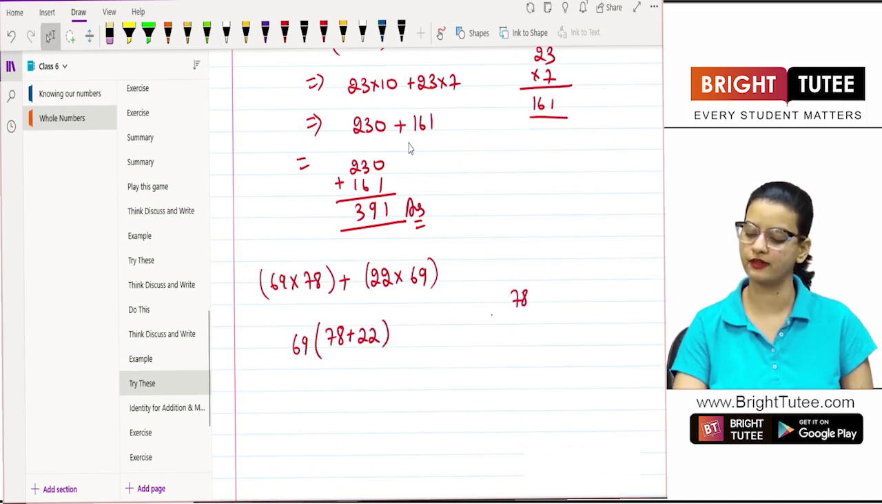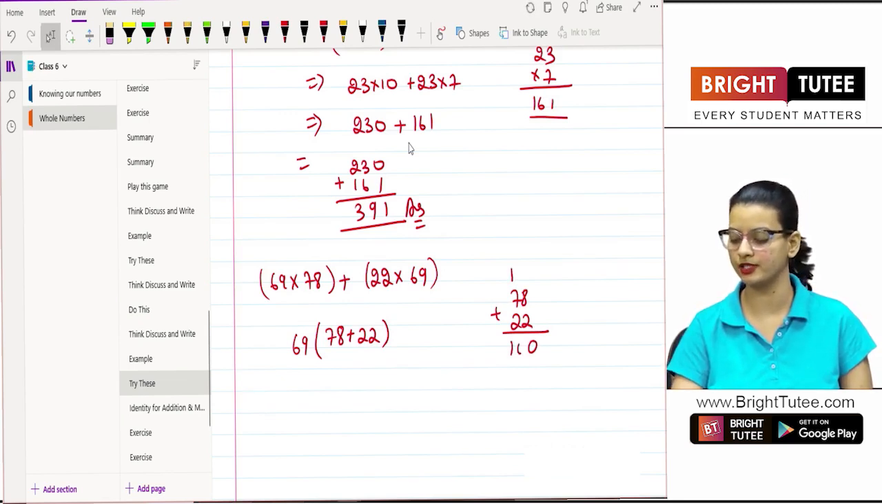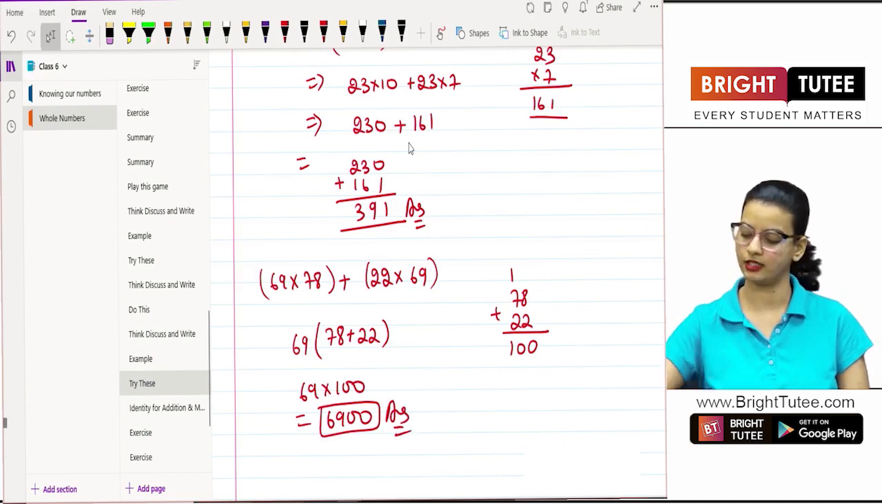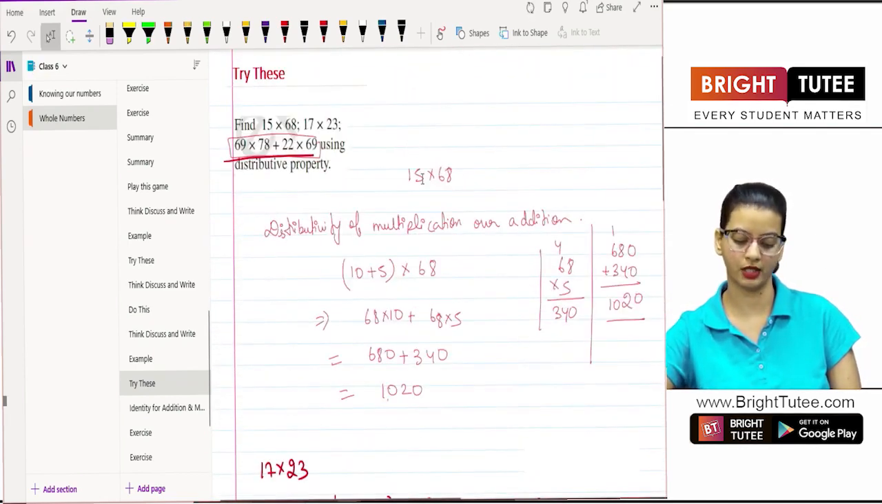Now you know that 78 plus 22 is how much? 100. 8 plus 2 is 10, so 0 carry over 1. 7 plus 2 is 9 and plus 1 is 10. So we have got 69 into 100. So this gives me 6900. Okay, so this is my answer. The answer is 6900, using distributivity property.